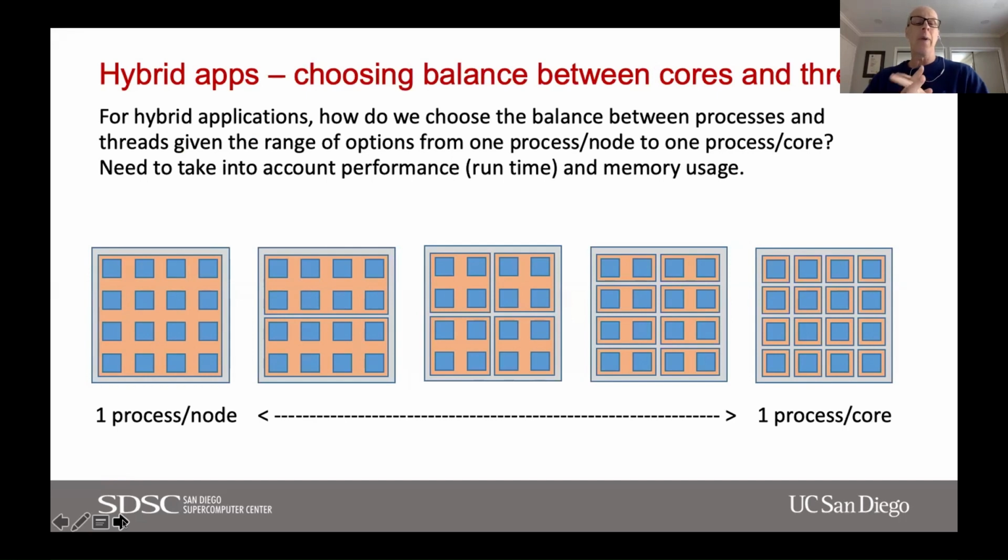So really, we can tune the dial anywhere from one process per node to one process per core if we have these hybrid applications. And this is where it gets a little tricky, trying to figure out how we choose the balance between processes and threads, given that we have this range of options. The only way to really know for sure is to do a benchmarking study. You might want to try this with different numbers of threads per process, and look at the runtimes and the memory usage. So again, we can tune this anywhere from one process per node and one thread per core, all the way down to one process per core.